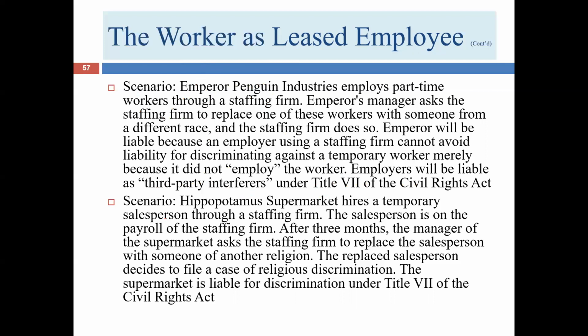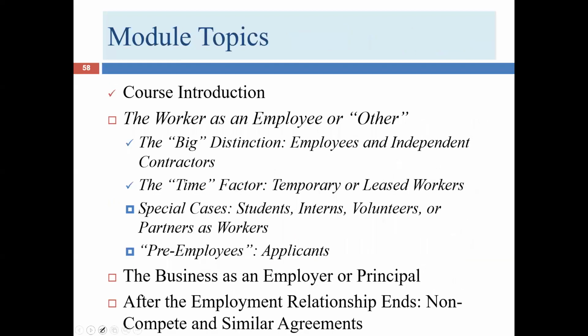So we have a supermarket. It hires a temporary salesperson through a staffing firm. And again, the salesperson is not paid directly by the supermarket, but by the staffing firm. Obviously, the supermarket is paying the staffing firm, and the staffing firm is paying the salesperson. After 3 months, the manager of the supermarket says, I don't like that person. He keeps on missing work because of his religion. Give us someone of a different religion. Again, some staffing companies will be willing to make that change. And so the staff person is removed. And under that situation, both the staffing company and the supermarket are going to be liable under Title VII.